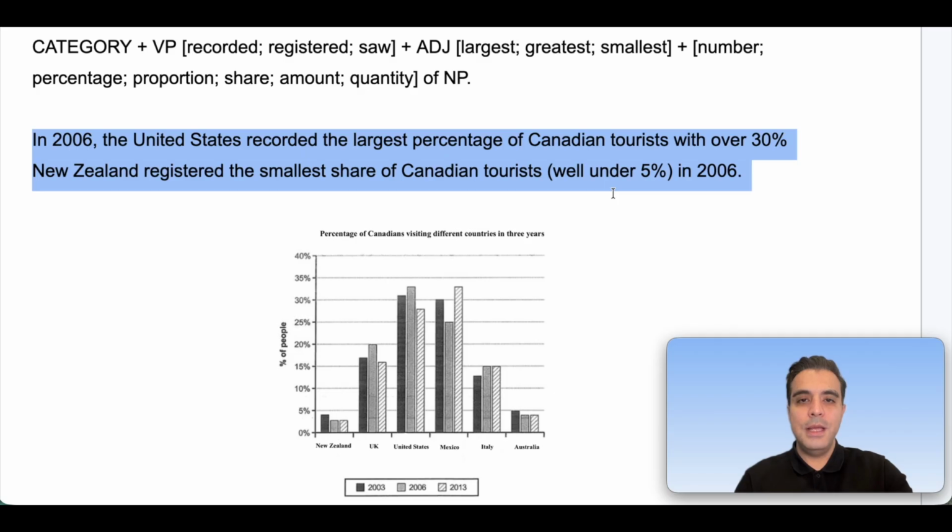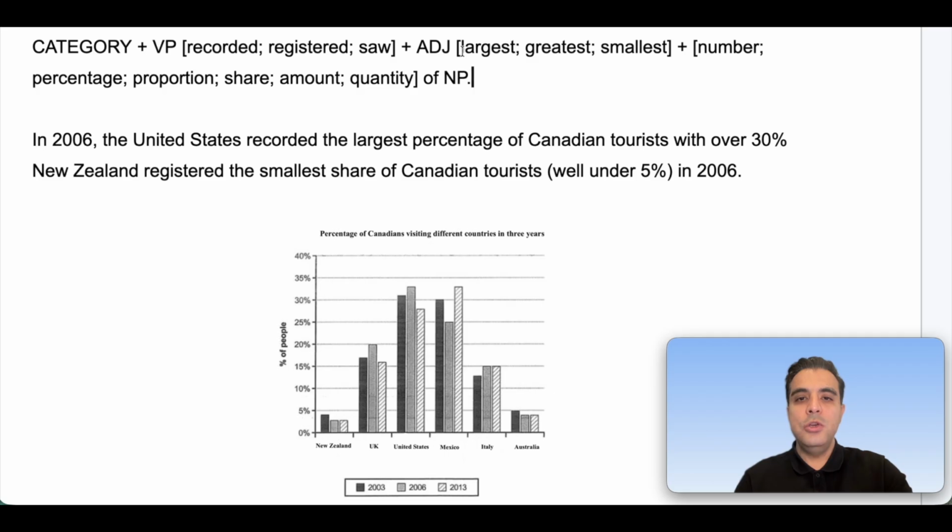Now, another thing that you should remember is that in this structure, we used the adjectives largest, greatest, and smallest. And these superlative adjectives collocate with the nouns that come after them. So largest number, largest percentage, largest proportions, it all works. Or greatest number, greatest percentage, greatest proportion. Again, you can combine them in whichever way you want, and you will always get an appropriate collocation.